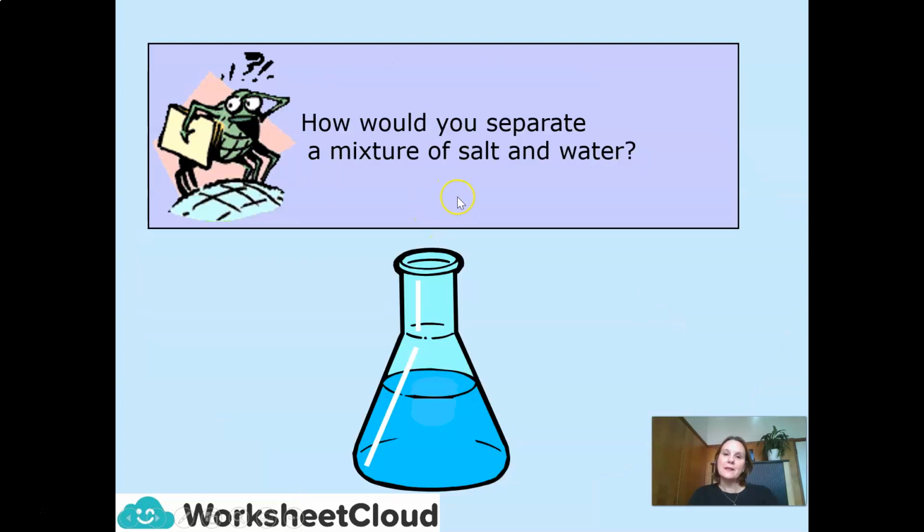How would you separate a mixture of salt and water? Now remember, this has formed a solution. We cannot see the salt, that it has dissolved into the water. So the solute has dissolved into the solvent, and formed a solution. And how would we separate this now?